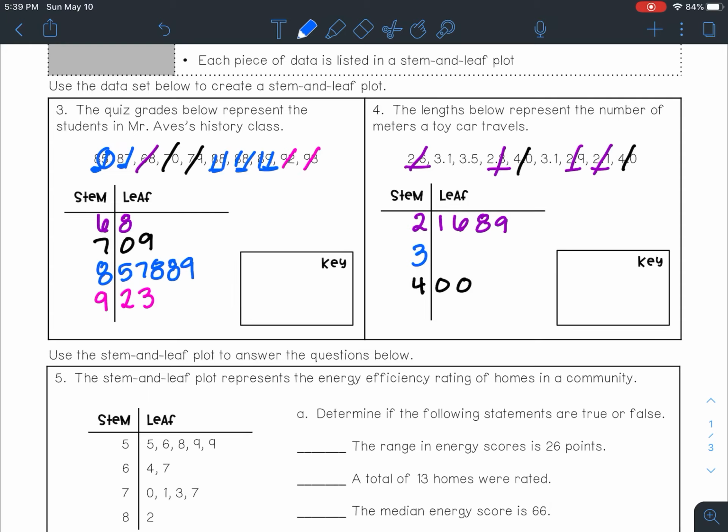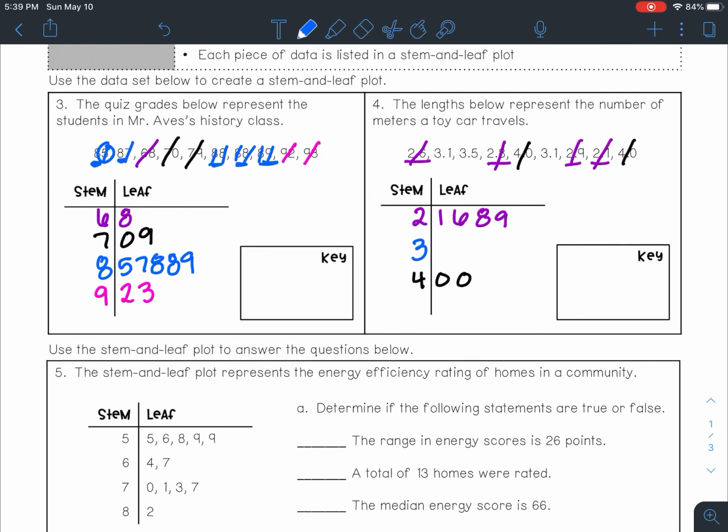Now on a stem and leaf plot, you do have a key to represent what your stem and leaf plot is showing. So if I have a 6, a line, and an 8, this means a score of 68. So you want to represent what that stem and leaf plot means.